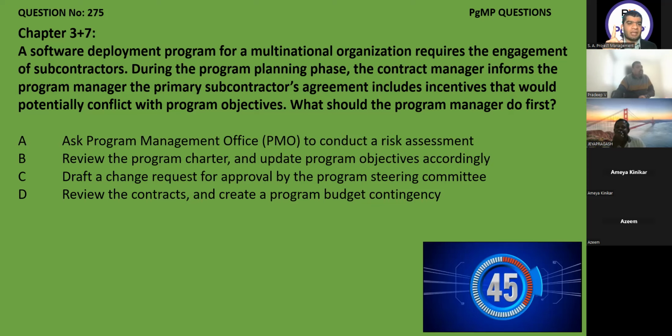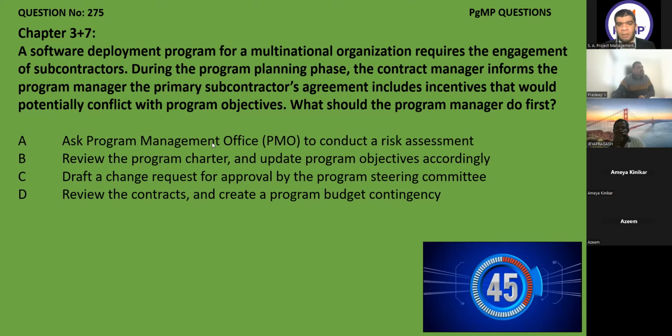Okay, I agree. Identify the risk. Then you need to analyze the risk. The last step is to make the risk response management. Yeah, I think contingency is not applicable because you need to take approval first. Right? So in that case, D will be eliminated. Review the contract, I agree. But create a program budget contingency is not applicable. You cannot make the risk response strategy in the initial step. Yes, I agree. Okay.